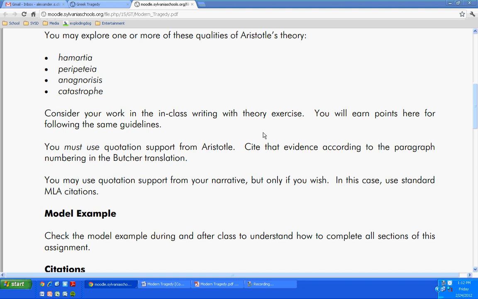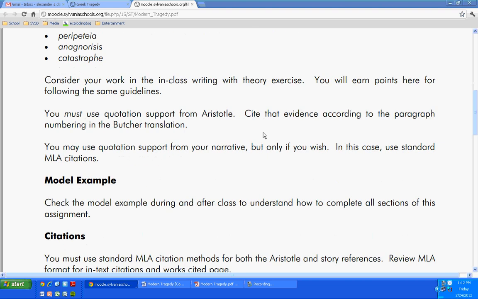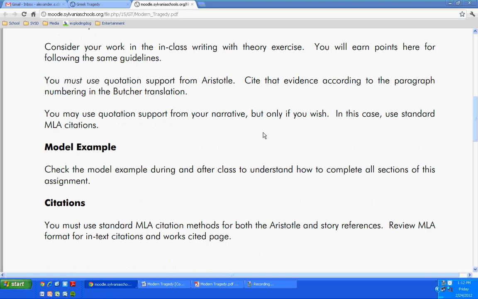Consider your work in the in-class writing with theory exercise, which is happening next week. You will earn points here for following the same guidelines. So we'll do an exercise next week that will show you how to write this. You must use quotation support from Aristotle. Cite that evidence according to the paragraph numbering in the Butcher translation. It's the one you have available online. You may use quotation support from your narrative, but only if you wish. In this case, use standard MLA citation.